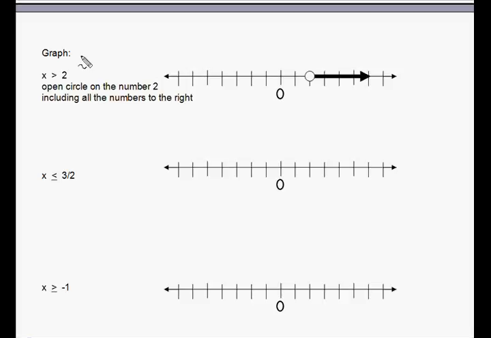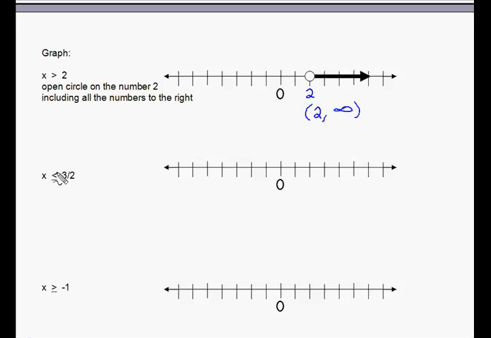Let's look at those inequalities and see how they affect our graphing and our interval notation. When you're asked to graph x is greater than 2, we're going to use an open circle, because this is just greater than 2, it doesn't say or equal to. So we have an open circle at 2, and we shade off to the right. Our interval notation would be a parenthesis, 2, comma, to infinity.